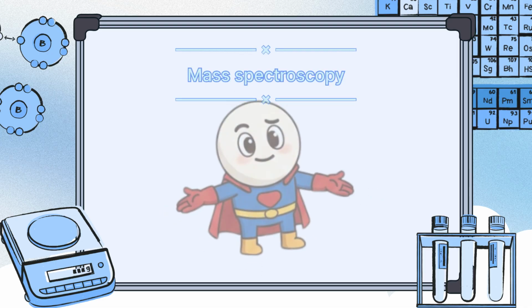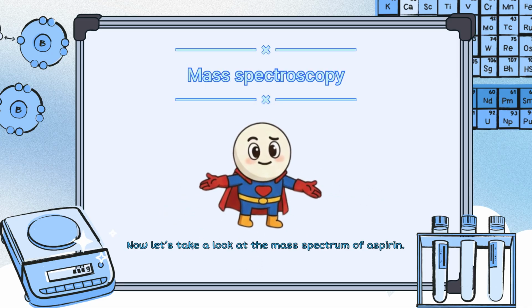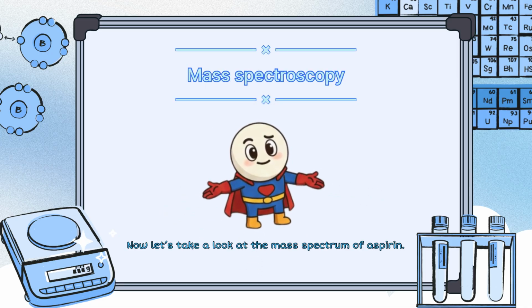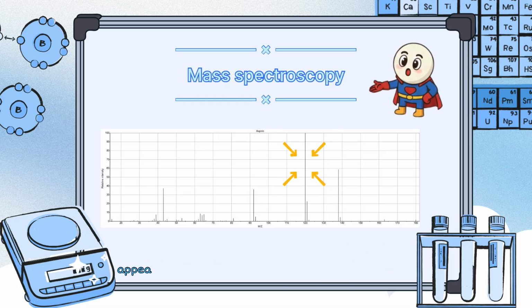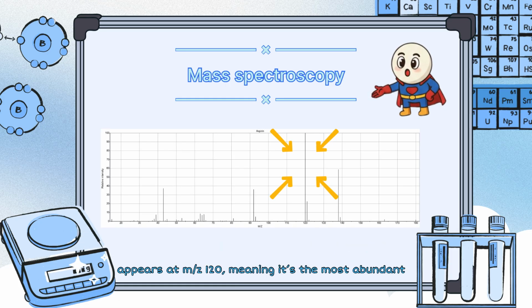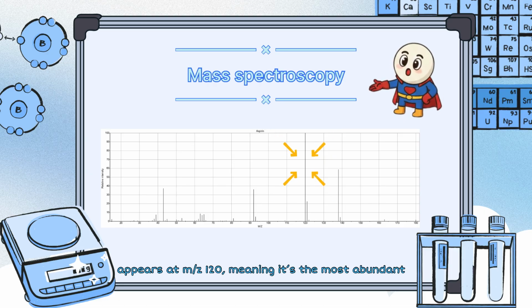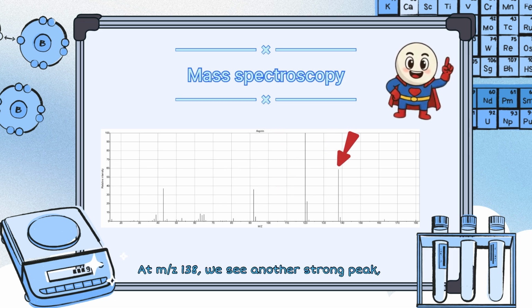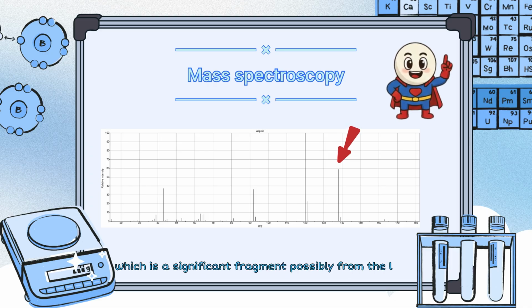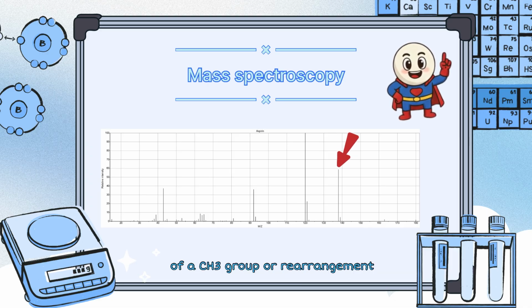Mass spectroscopy. Now let's take a look at the mass spectrum of aspirin. The tallest peak, also called the base peak, appears at mass over charge 120, meaning it's the most abundant and stable fragment formed during ionization. At m/z 138, we see another strong peak, which is a significant fragment, possibly from the loss of a CH3 group or rearrangement.